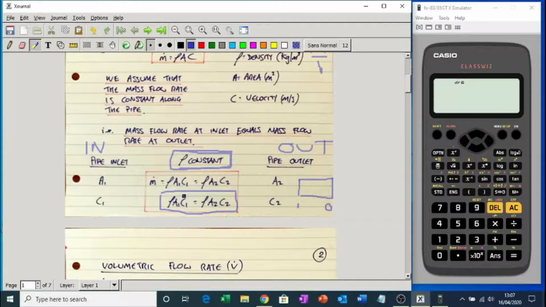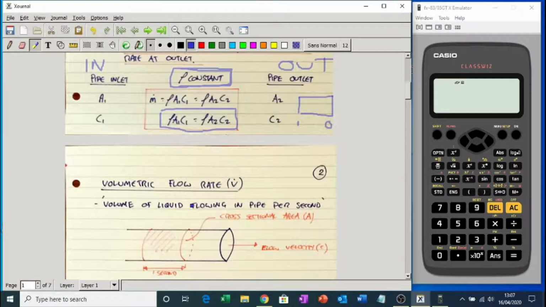So if you know this, then you can work out stuff over here. For example, if I knew the inlet area and the flow velocity, and I wanted to work out the outlet speed, and this area changed, then I can use this formula to work that out. It's called the continuity equation.